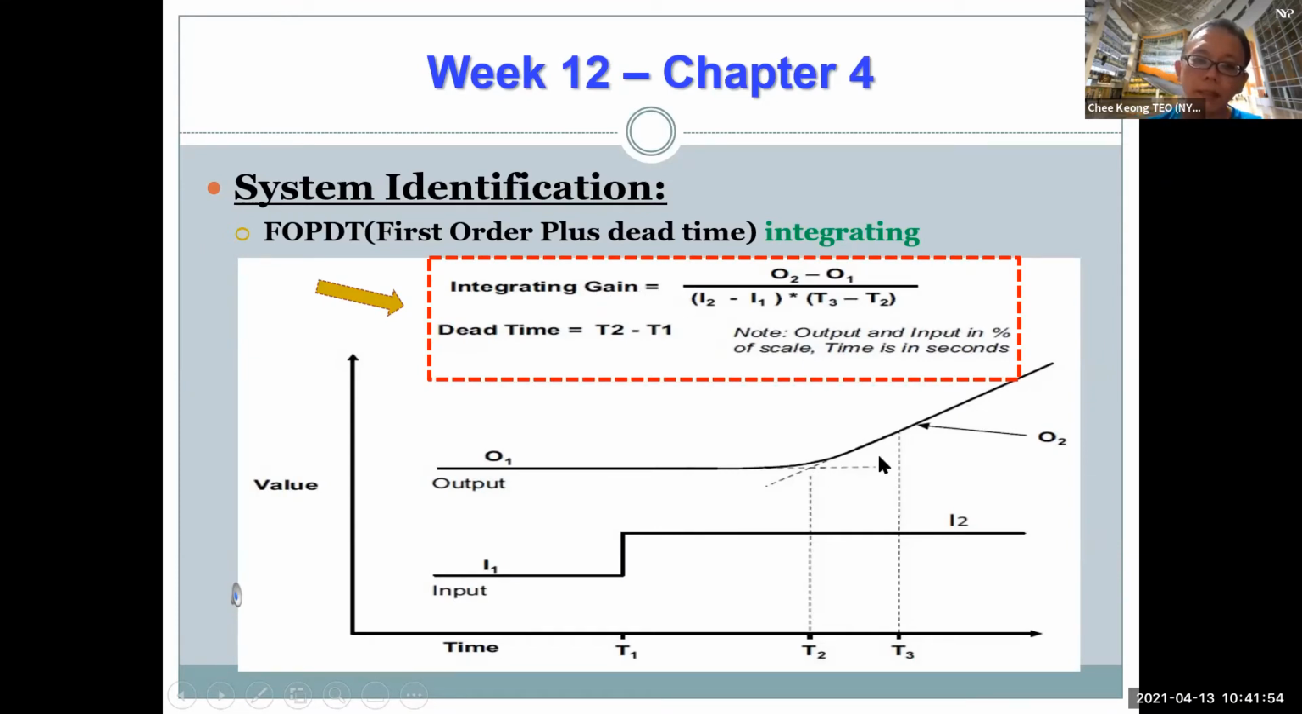It's basically the output slope divided by the input. Now, input is I2 divided by I1, right? I2 divided by I1, so this is the input. The slope, or rather the gradient, of the output is O2 minus O1 divided by T3 minus T2, right? So this is a slope. So it's taking the slope of this divided by the difference in the input. That's how the integrating gain is being computed.